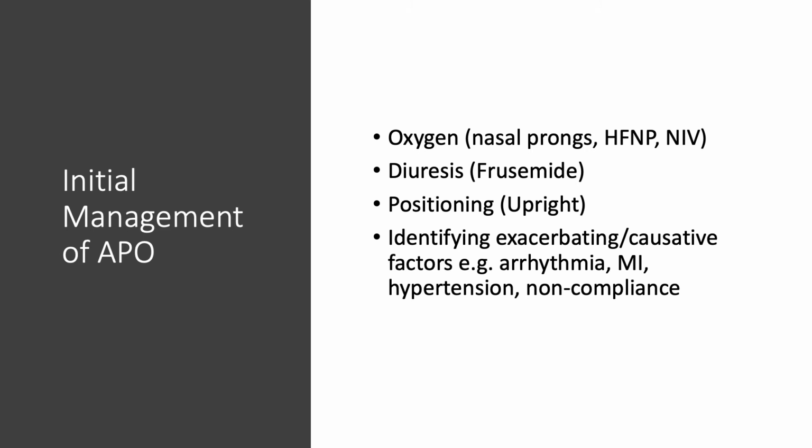If she was a bit less well, might consider high flow nasal prongs or non-invasive ventilation, so CPAP, if she was really struggling to breathe. So again, your assessment of how well or unwell they look will guide your management. We'd want to get the fluid off her lungs, so we'd diurese with furosemide and position them upright to improve their lung compliance as well.